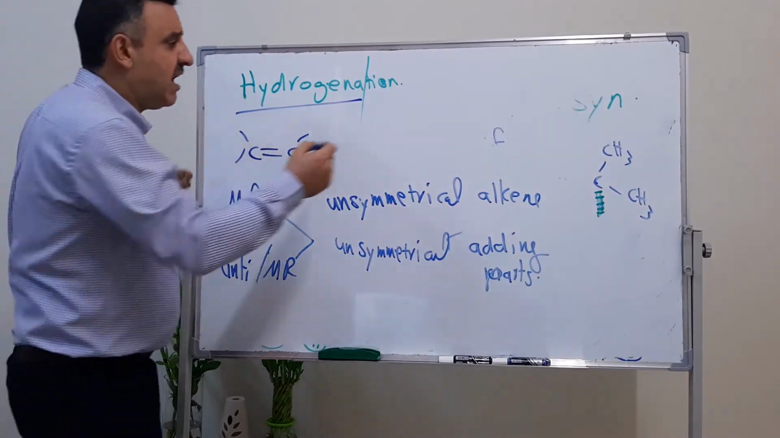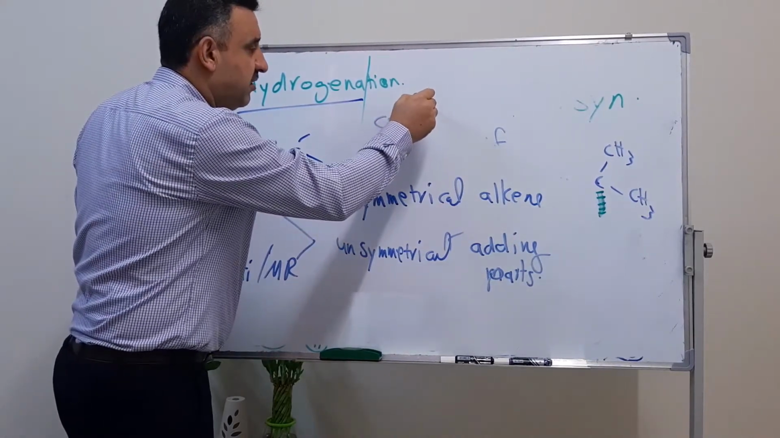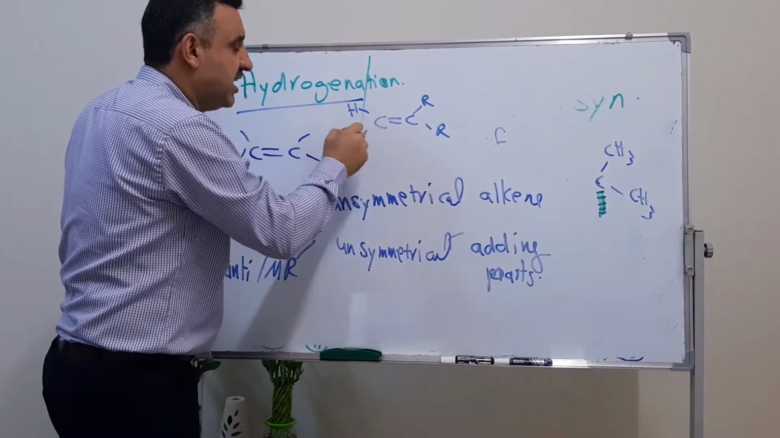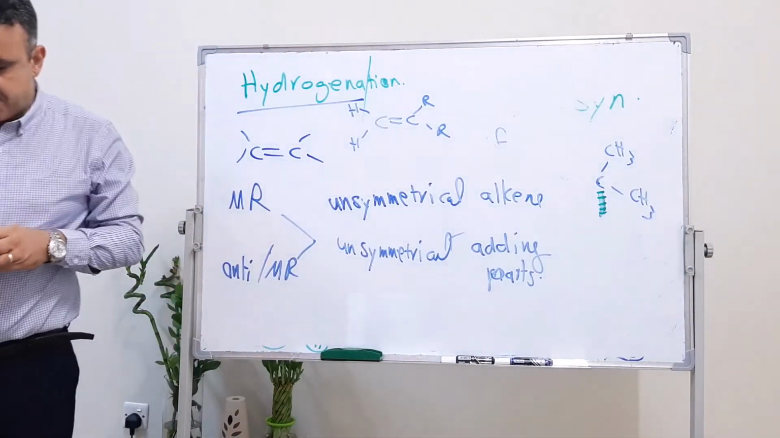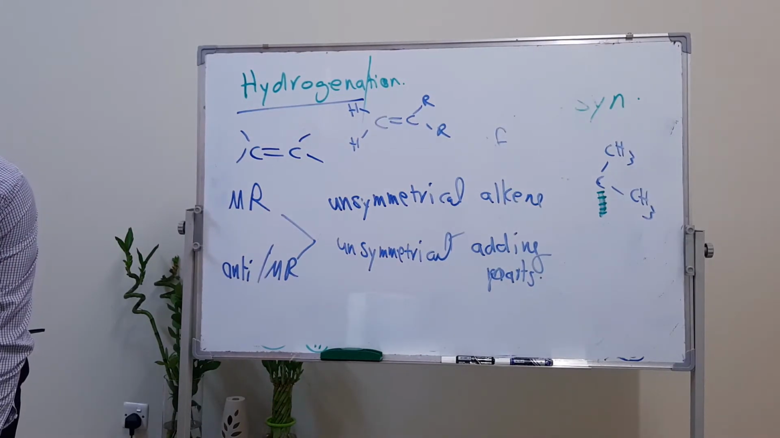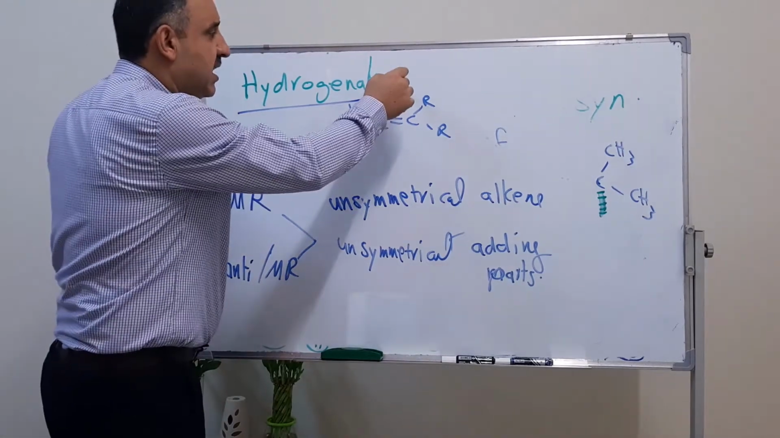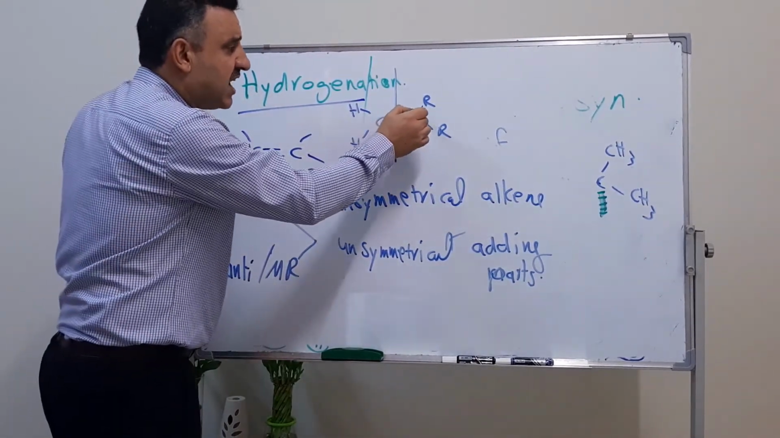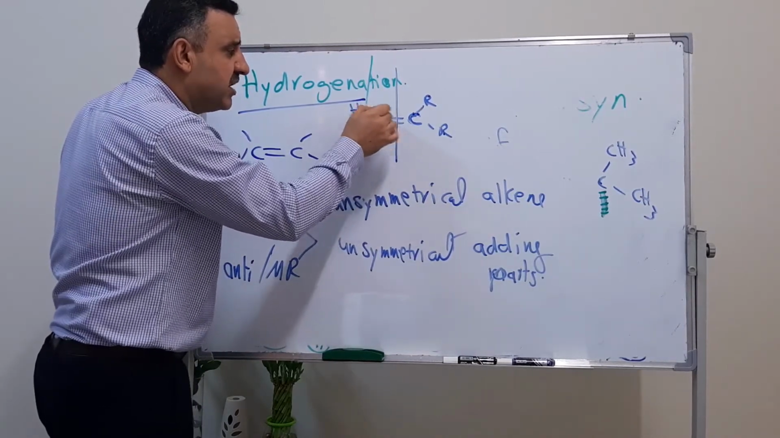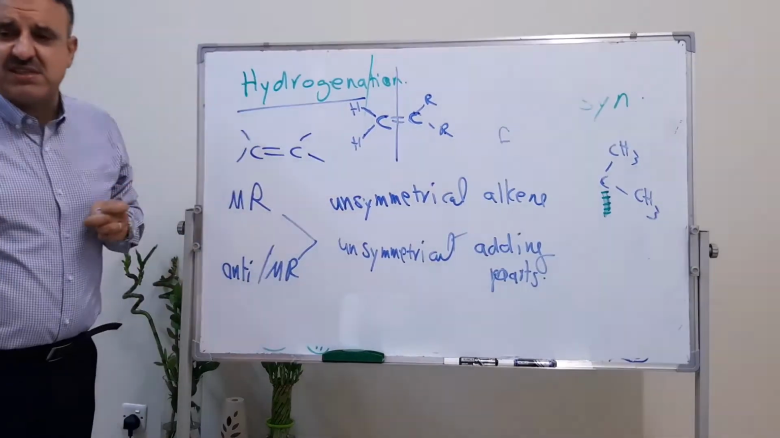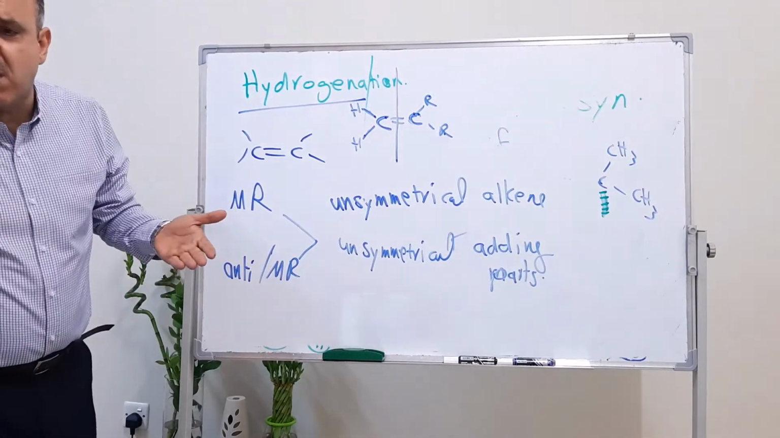For example, if you have C double bond C, and here you have R, R, and here you have hydrogen, hydrogen, how do we classify this alkene? Is it symmetrical or unsymmetrical? Unsymmetrical. Yes, because as you can see, around the carbon double bond carbon, this carbon is connected to two carbons while this carbon is connected to hydrogen. If they are connected to the same number of carbons or hydrogens, then we call them symmetrical.